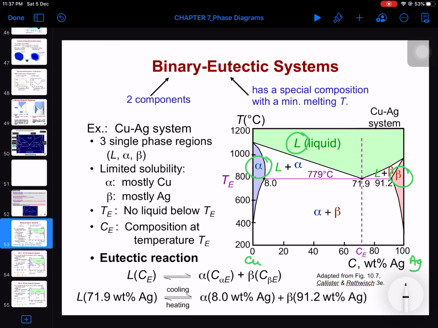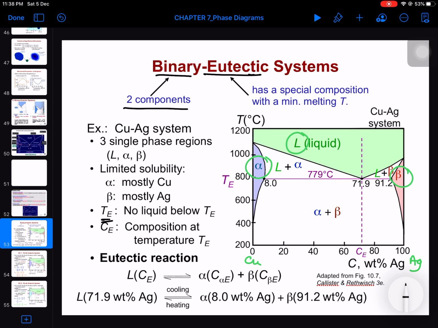Let's have a look at TE. TE is what we call the eutectic temperature. The whole system is known as the binary eutectic system. Binary refers to two components, and the eutectic here refers to the special composition with a minimum melting temperature.